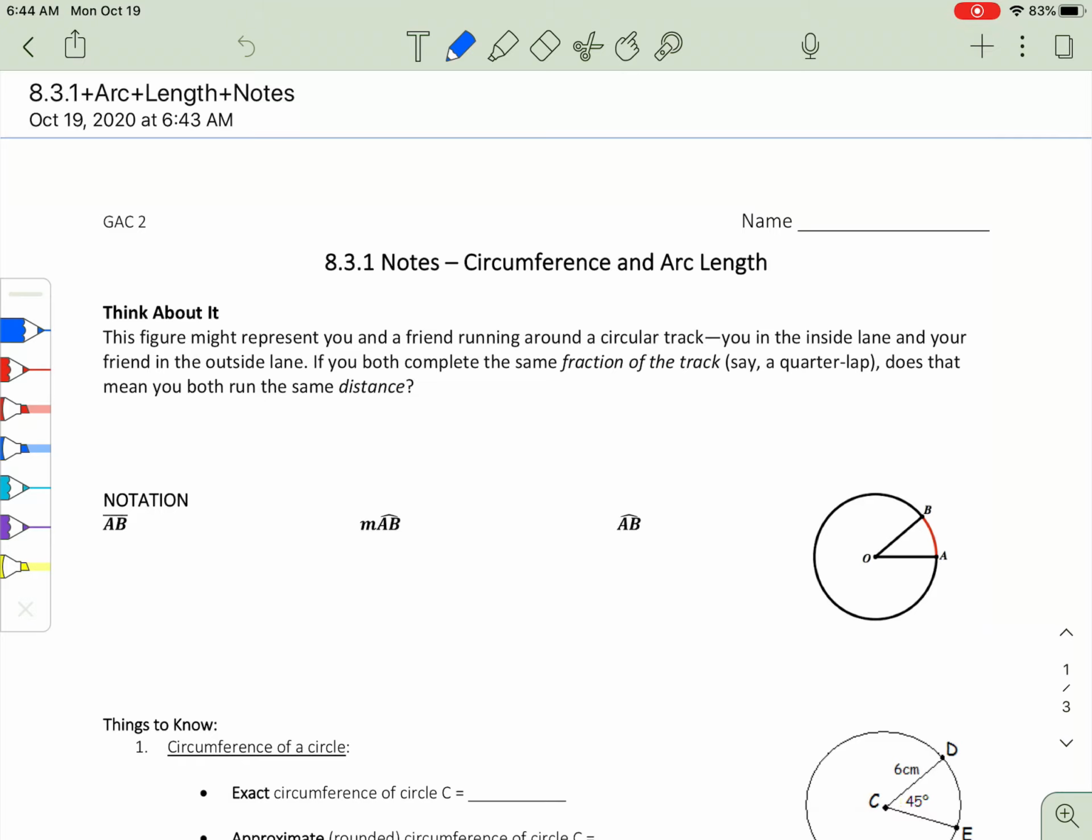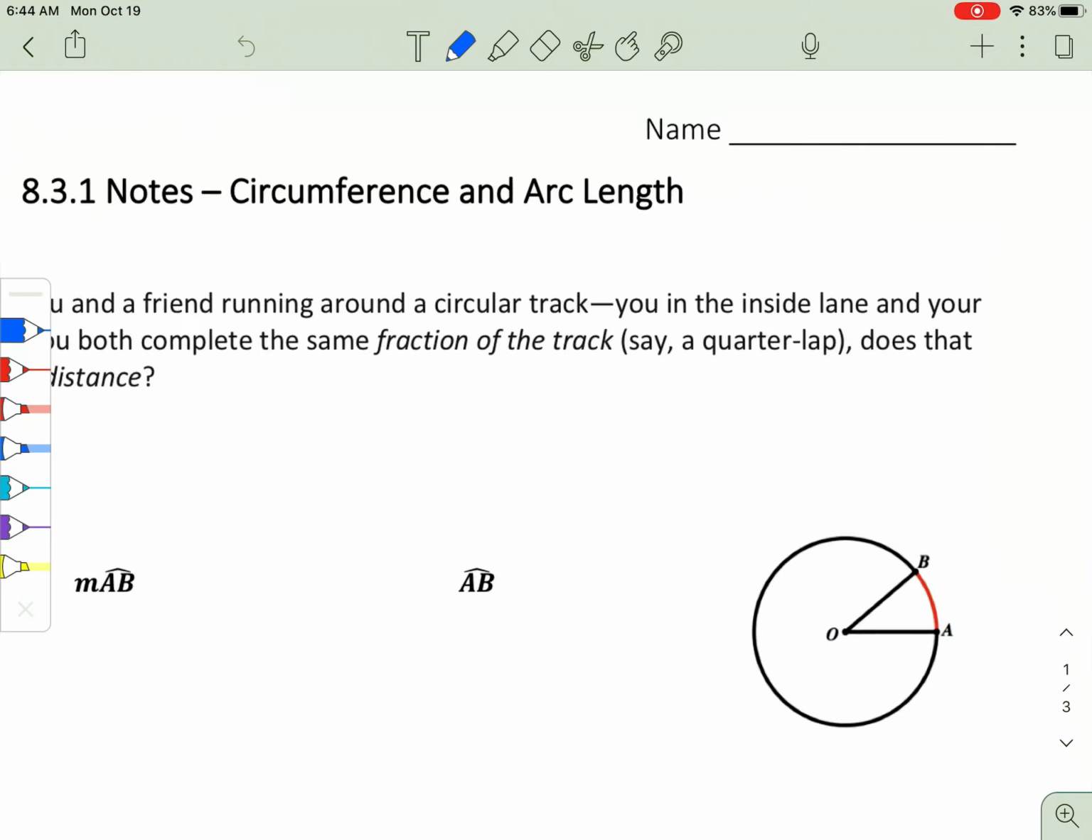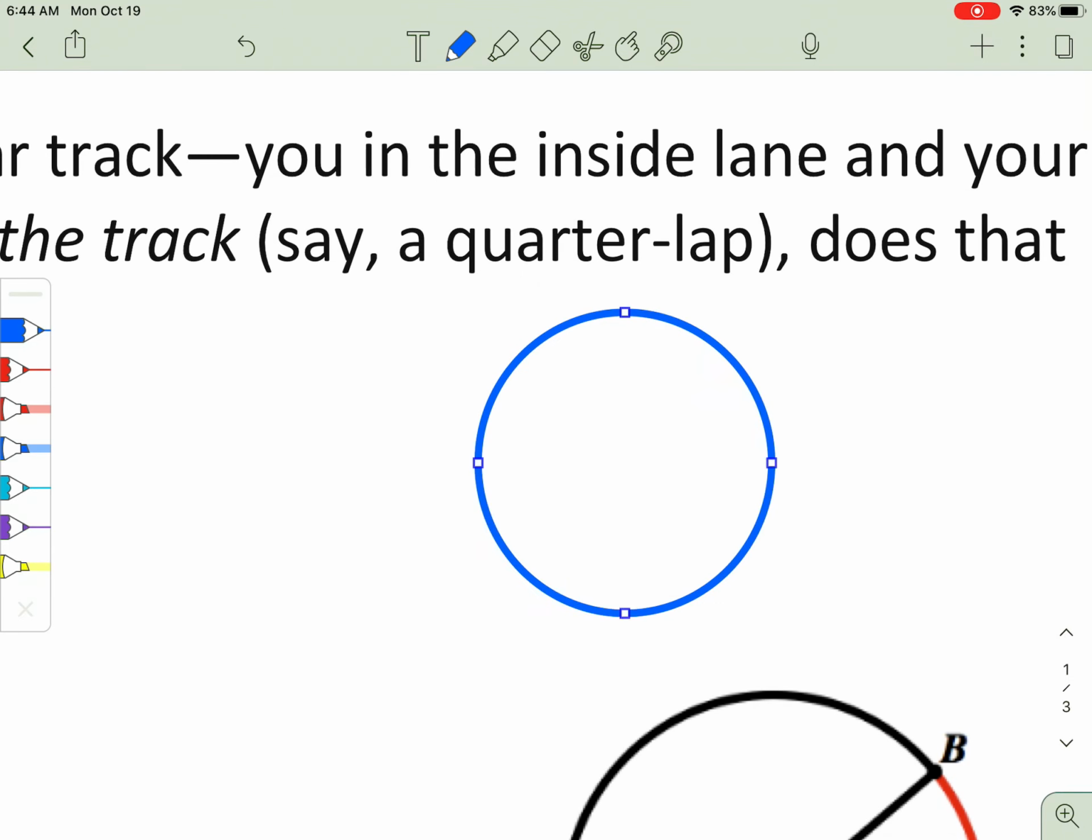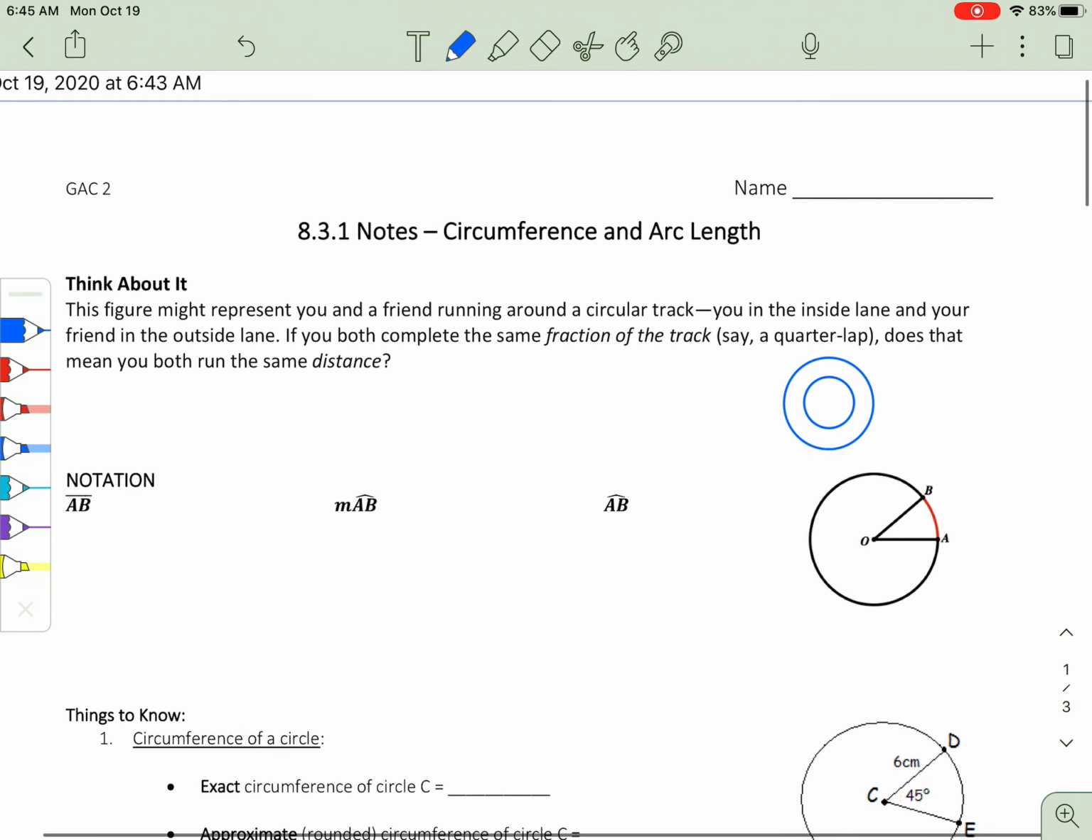It says this figure might represent you and a friend running around a circular track. Okay, so I didn't actually draw the figure yet, but this is what it would look like. Looks like that, and then like that. So we're acting like it's a circular track. You're on the inside lane, and your friend is on the outside lane. If you both complete the same fraction of the track, say a quarter of a lap, does that mean that you both run the same distance?